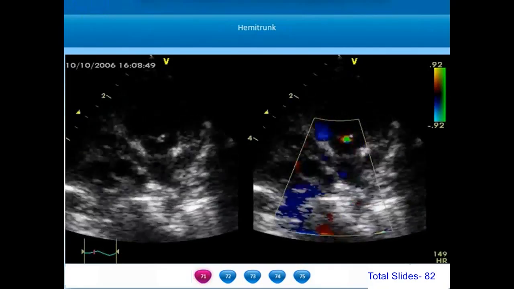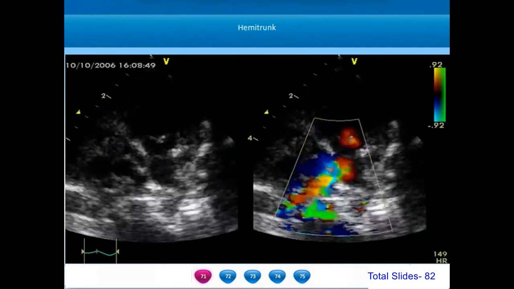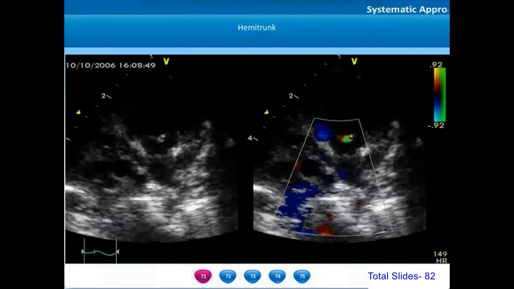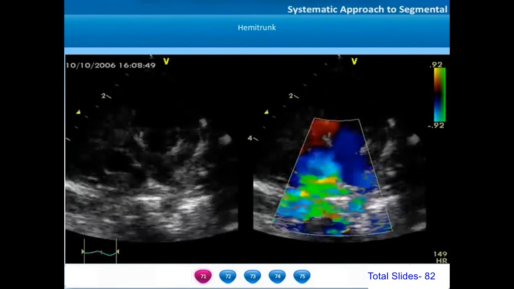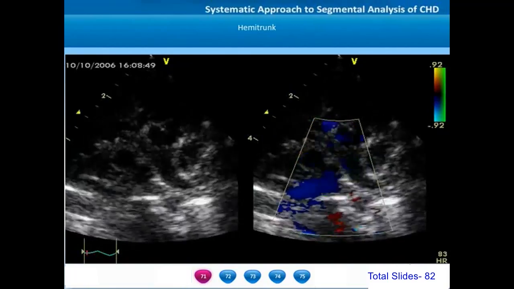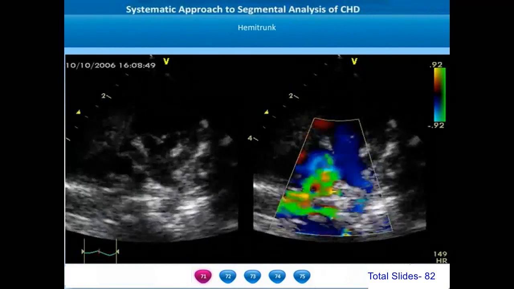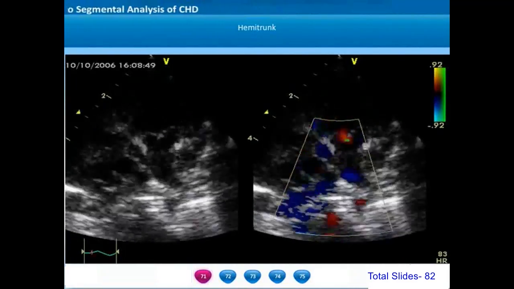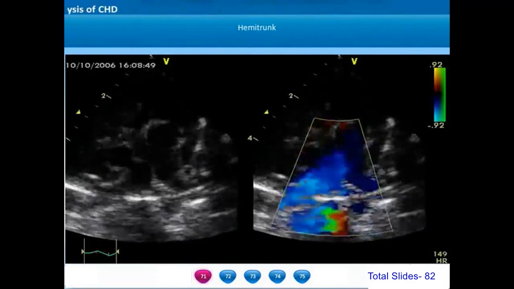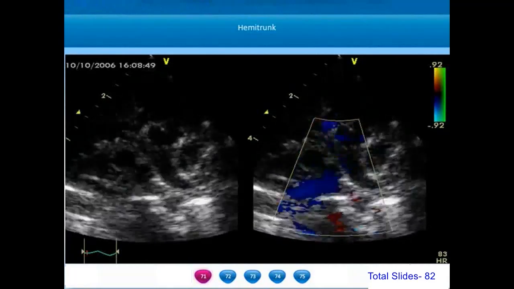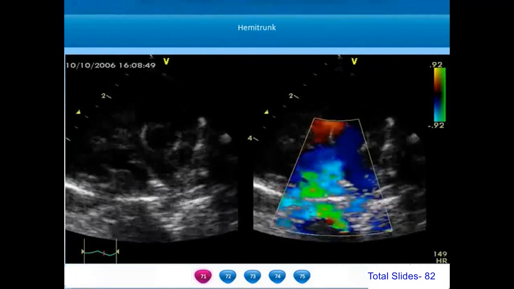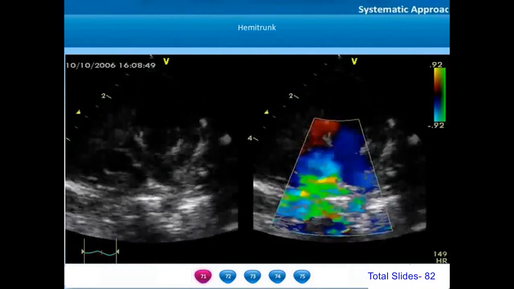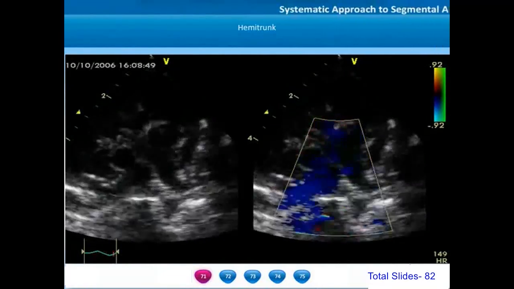While discussing truncus arteriosus, we need to appreciate that there is a condition called hemitruncus. In hemitruncus, one of the great arteries, the aorta, gives off one branch pulmonary artery, which can be either the right or the left. In this common example of a hemitruncus, we notice the right pulmonary artery arising from the posterior wall of the ascending aorta. The main pulmonary artery continues as the left pulmonary artery.